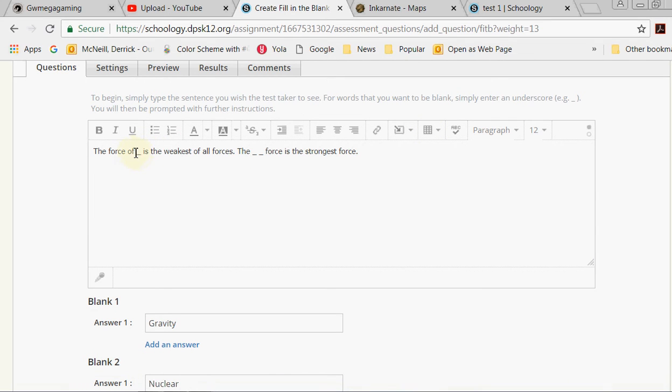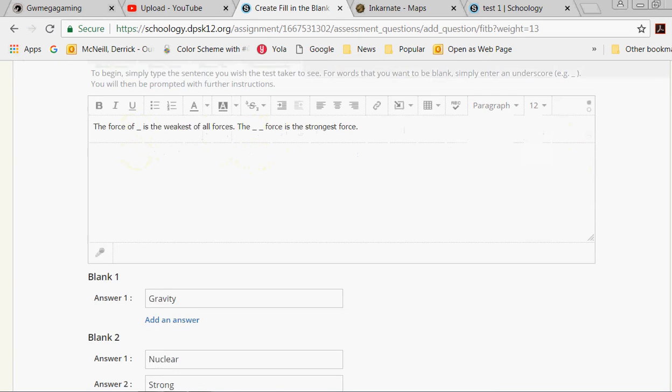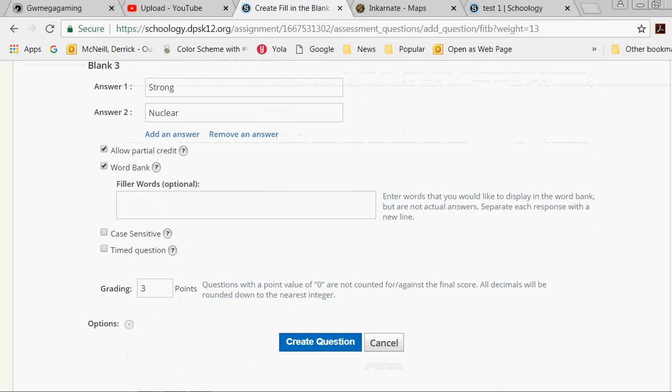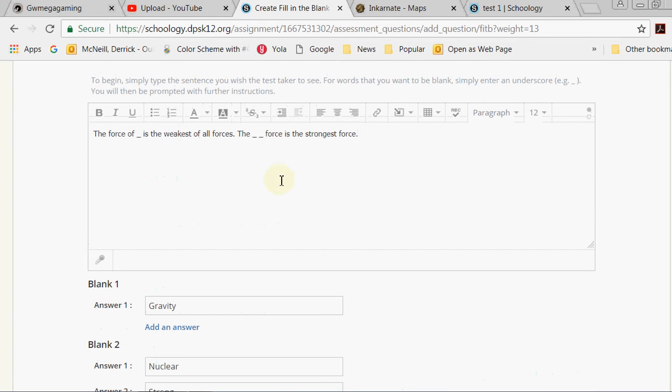Now, the underscores just represent the space in which they're going to put in their answers. And it actually gives you the space there, so they have to type in there. It doesn't look like this when the kids look at it.